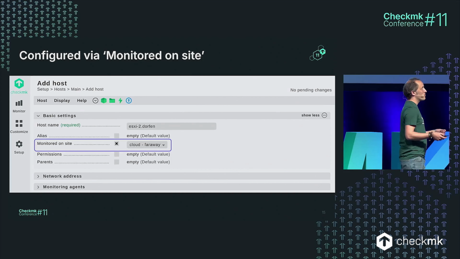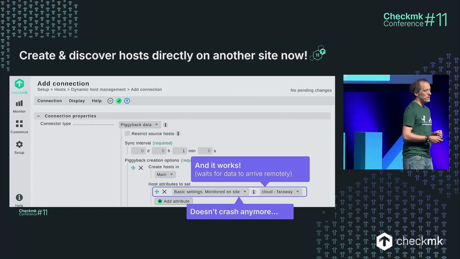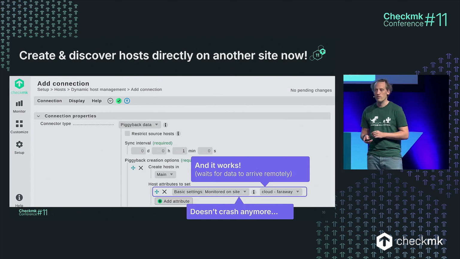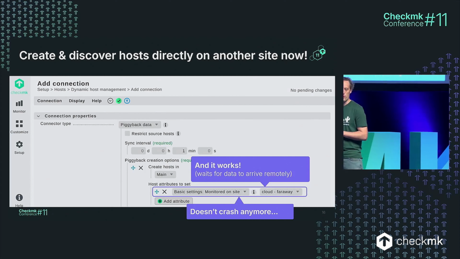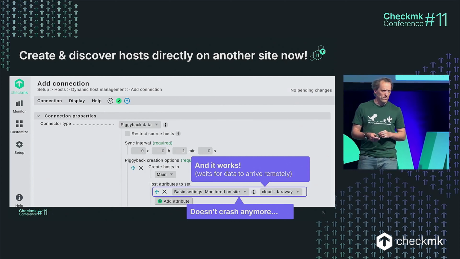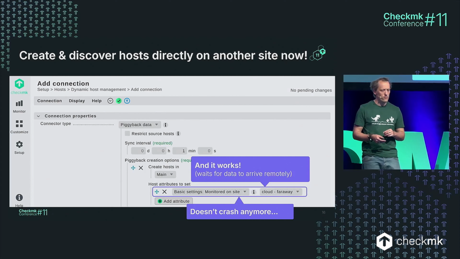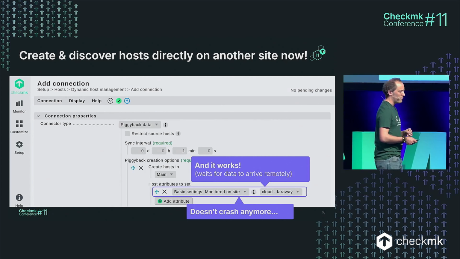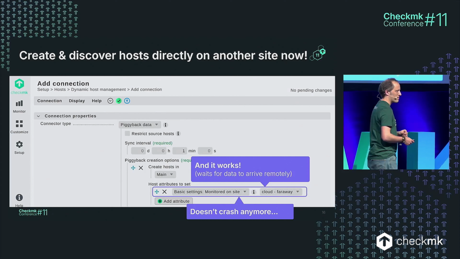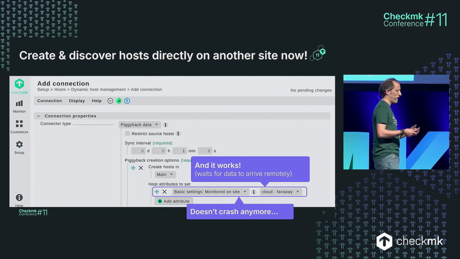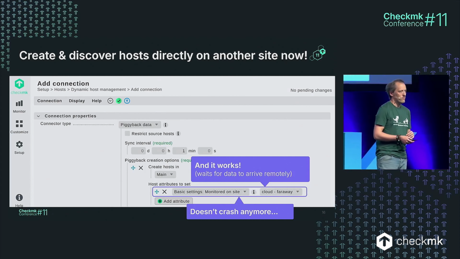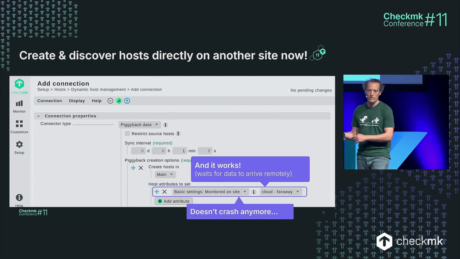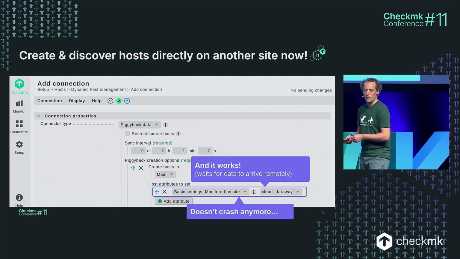A little bit more noteworthy is the interaction with the DCD. The DCD is, of course, never far away when we're talking about piggyback data, because it can create the hosts that are actually supposed to consume the piggyback data. Now, I don't know whether any of you ever tried to set this monitored-on-site property for a DCD connection. If you did try, you might have noticed that everything stops working and nothing happens anymore. But maybe you didn't care, because it didn't really make any sense. You would have created a host that would never get any data, so why would you do that?